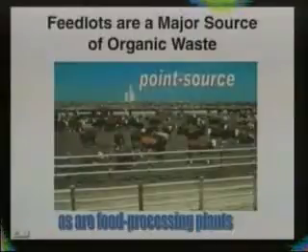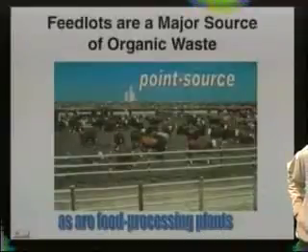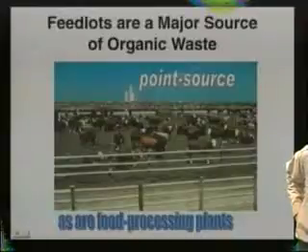Another type of point source: feedlots. Feedlots are a major source of organic waste, okay? Or food processing plants. You might want to write those two sources down in your notes.